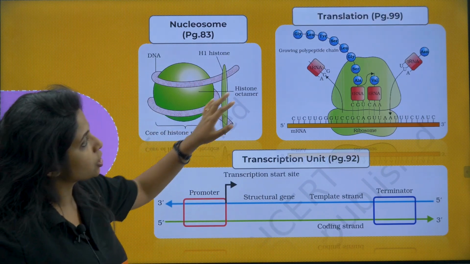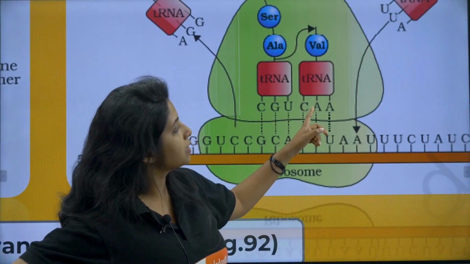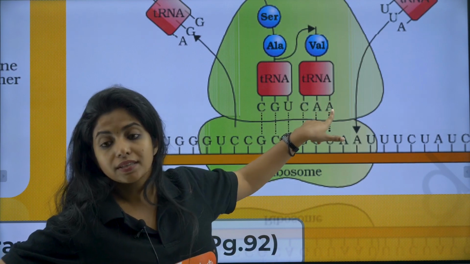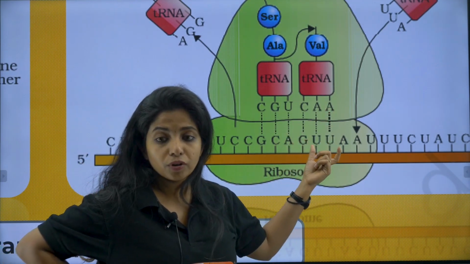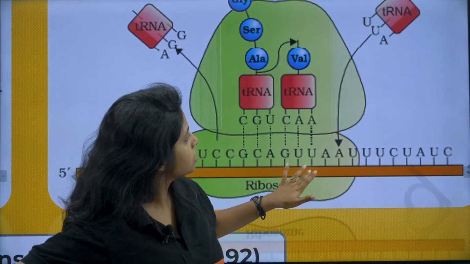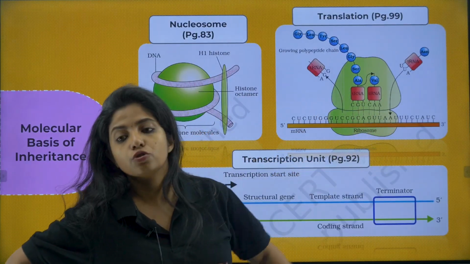Now, there is a structure of translation. Here again, question can come, that is, what is the anticodon for valine? So, this is the anticodon for valine that is there on the tRNA. What is the codon for valine? That is GUU, my dear children. Now, there can be a question asked, that is, what is there for alanine? So, in a similar way, you should be knowing it.